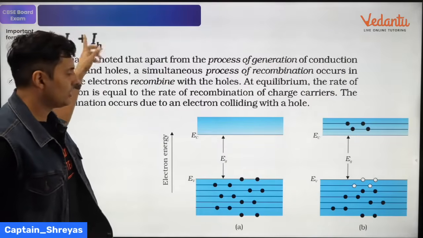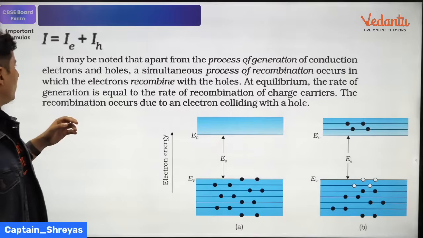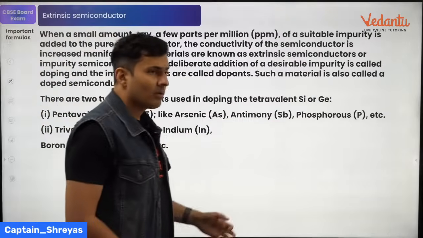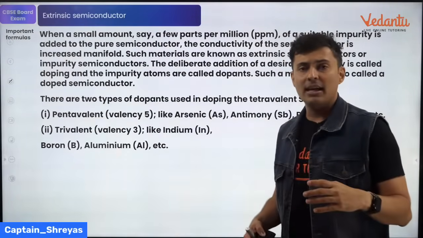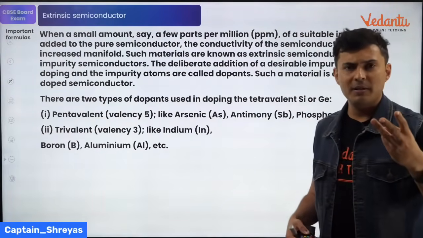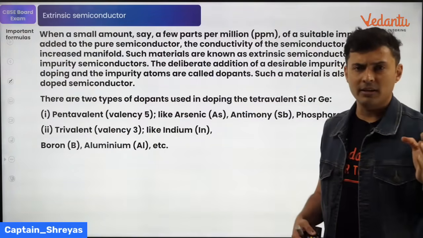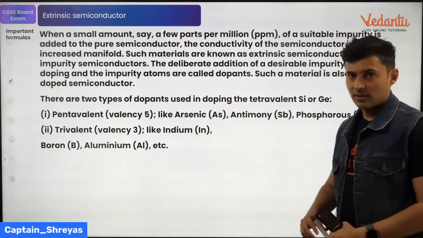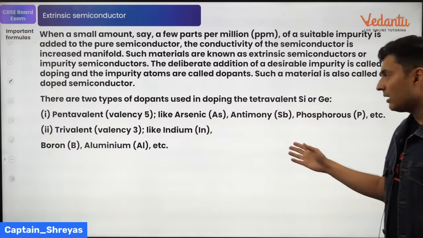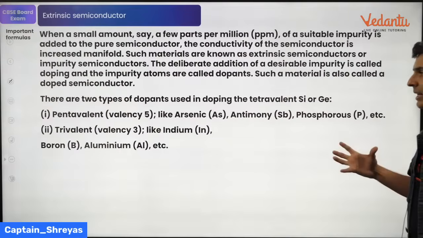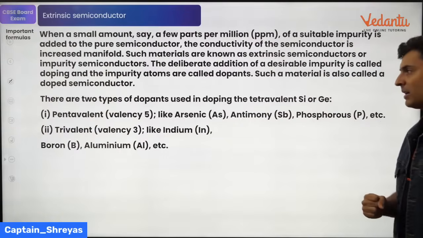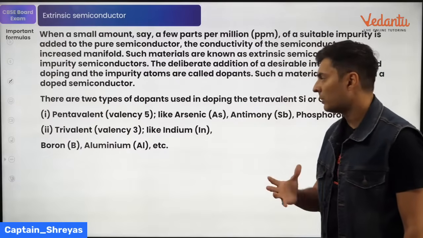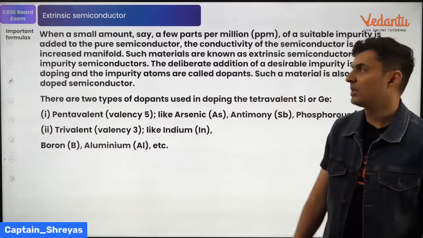Now, when you add certain materials like pentavalent or trivalent impurities, you get N or P type of semiconductor. You should know that. If you add valency of 5, pentavalent like arsenic, antimony or phosphorus, then you get an N type semiconductor. If you add trivalent impurities like aluminum, indium, boron, then you get P type of semiconductor.